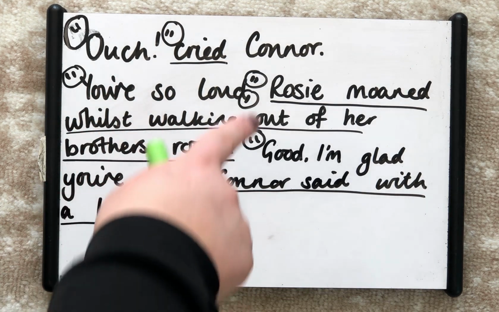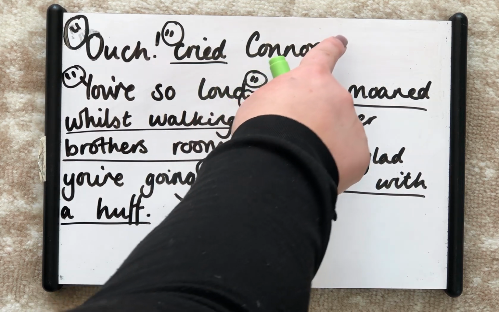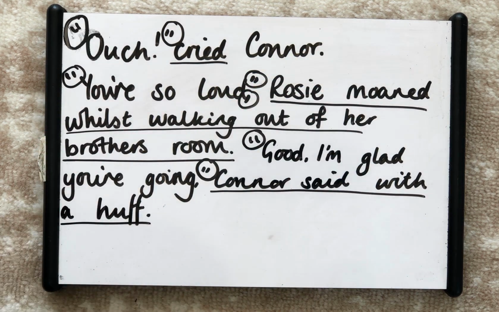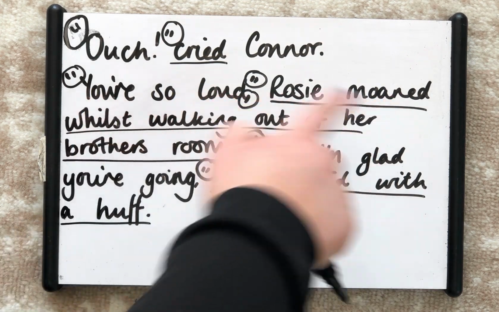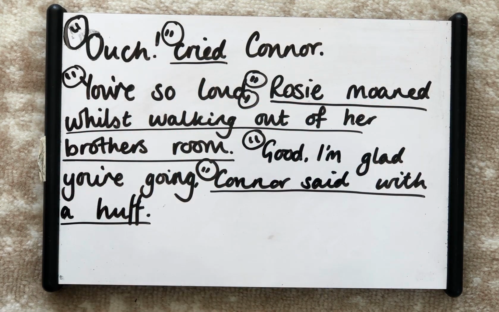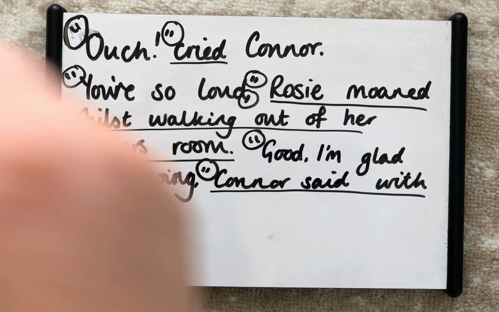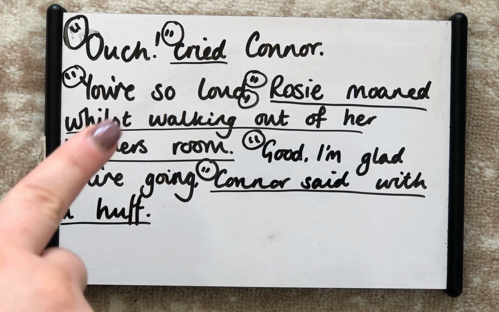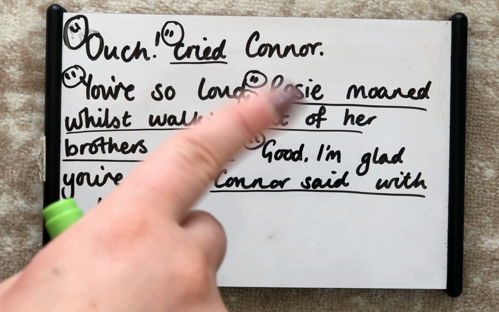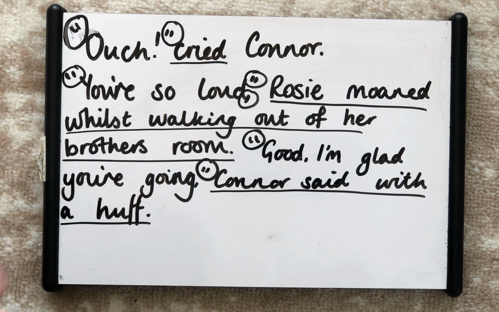And now, because Connor was speaking here and Rosie was speaking here, we've had to go on to a new line. Remember, you can't have two different people talking on the same line. It has to be on a different line. "You're so loud," comma, Rosie moaned whilst walking out of her brother's bedroom. I've added that underlined because I like the fact that I've added in an action there, okay? I've not just said Rosie moaned. I've also given you a bit of extra information here because you didn't know that Connor and Rosie were brother and sister at this point.